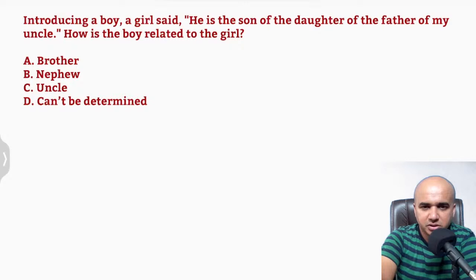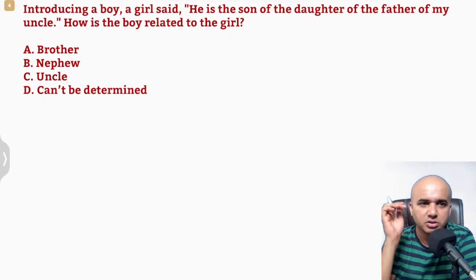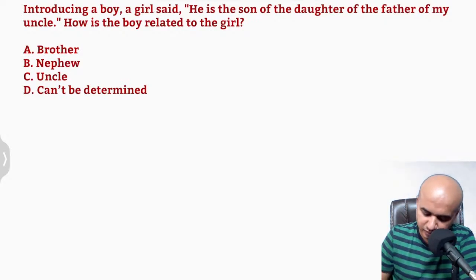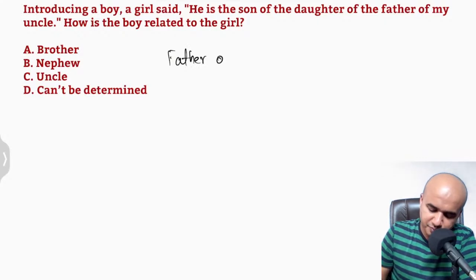Okay, the next one. A girl, introducing a boy, said, he is the son of the daughter of the father of my uncle. How is the boy related to the girl? Okay, let's once again break this down. Son of the daughter of the father of my uncle. Father of my uncle.